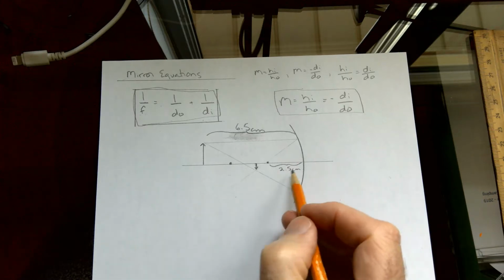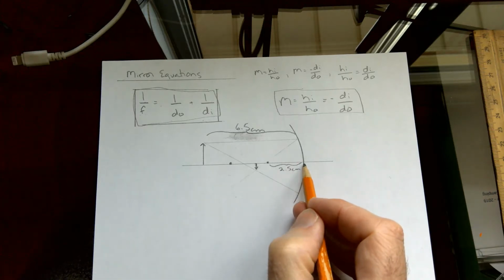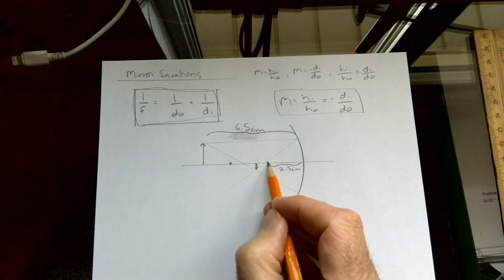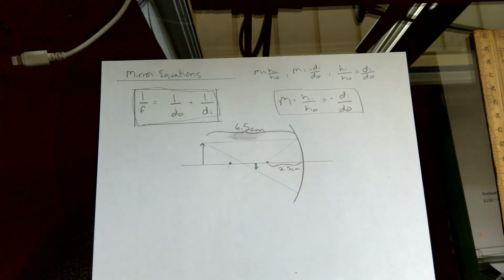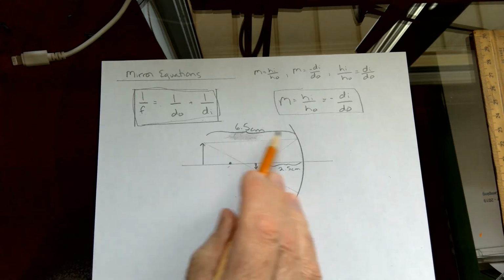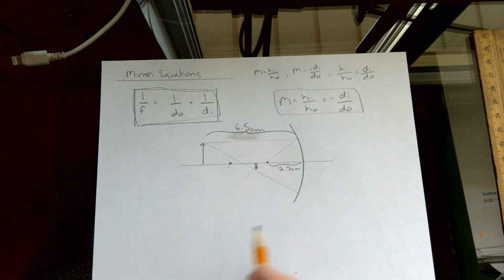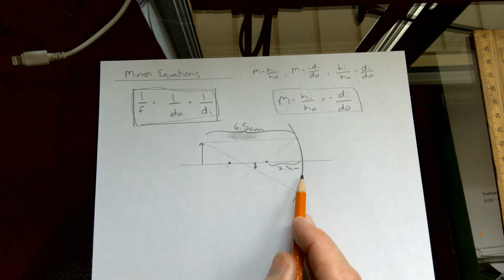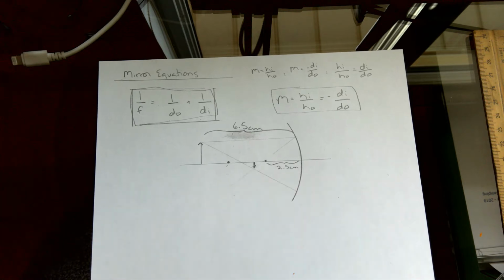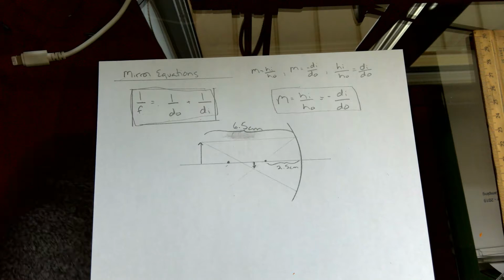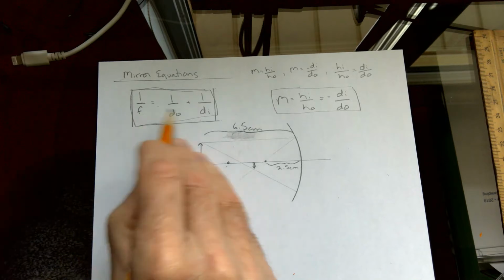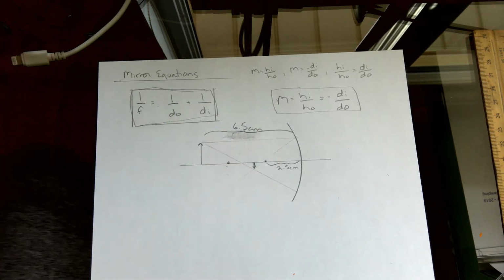So what is the focal length? We know the focal length is the distance from the mirror to the focal point, which is halfway to the center of curvature. What is the distance of the object? It's the distance of the object to the mirror. And what's the distance of the image? It's the distance from the mirror to what the image is. So you can find any one of these three variables using this equation.